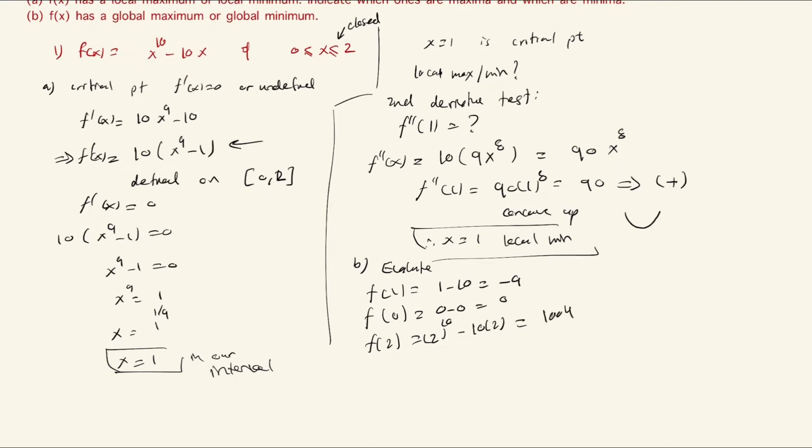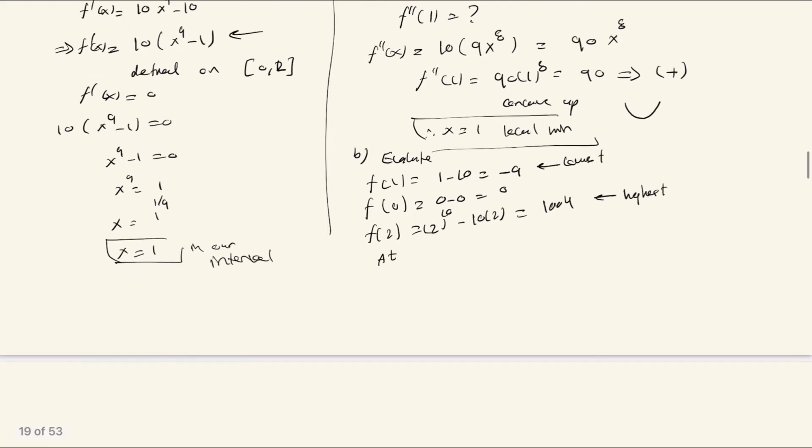So here you can see that we have the highest value when x equals 2, and then we have the lowest value of the function at x equal to 1. Therefore, at x equal to 1, we will have a global minimum, and then at x equal to 2, we're going to have a global maximum.